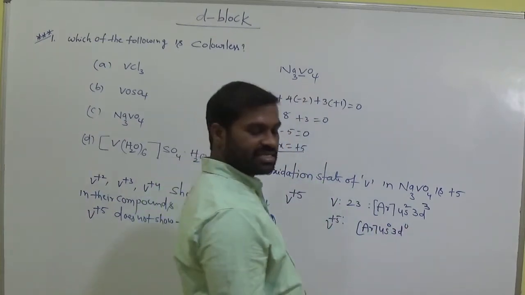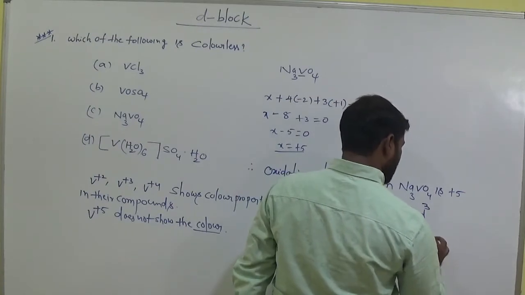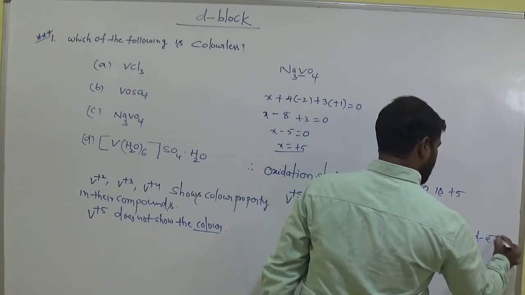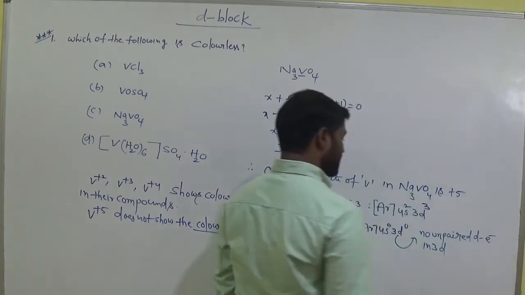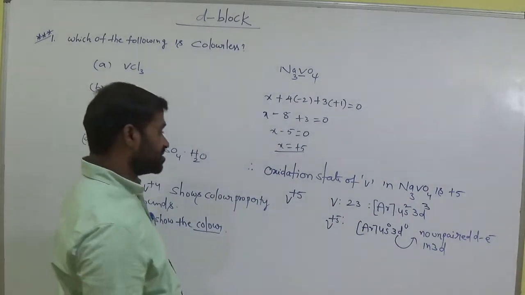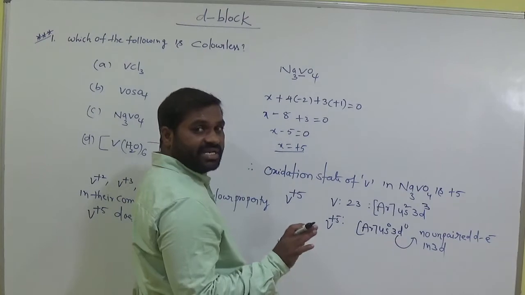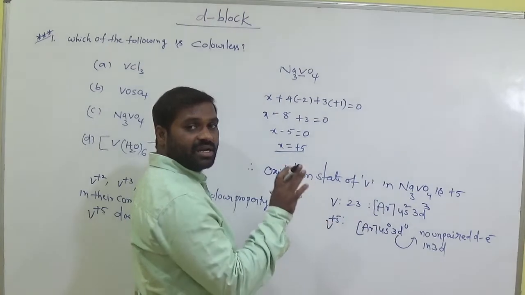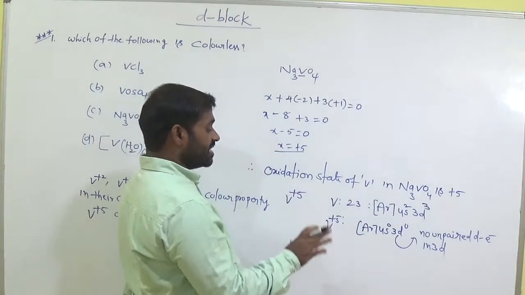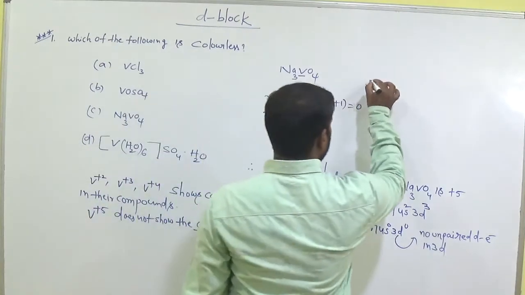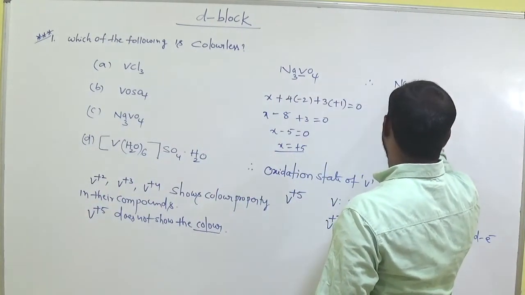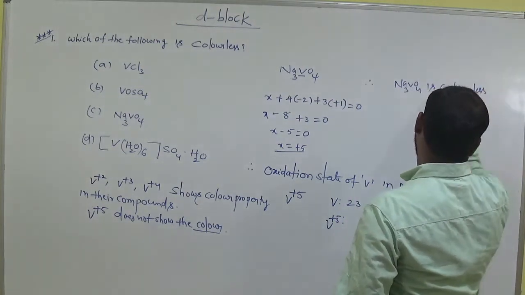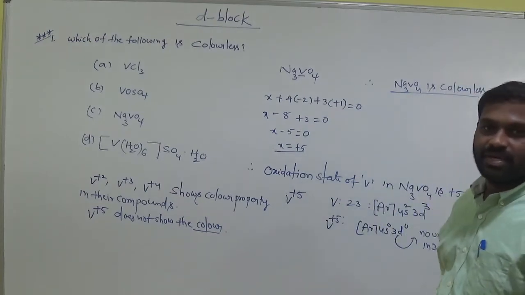No unpaired d electrons, am I right? Is there any electron in d? No unpaired d electron in 3d. Clear? So this condition is colorless. Already we discussed that if there is no electron in 3d, or it is an empty d orbital or completely filled, then it is called colorless. Therefore Na3VO4 is colorless. Okay, clear?